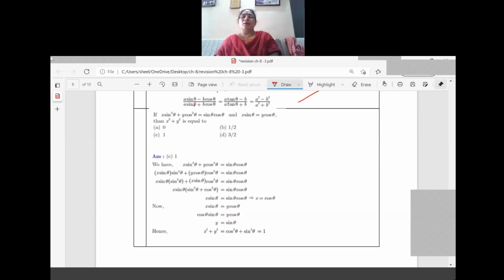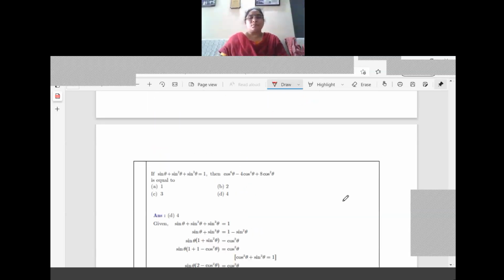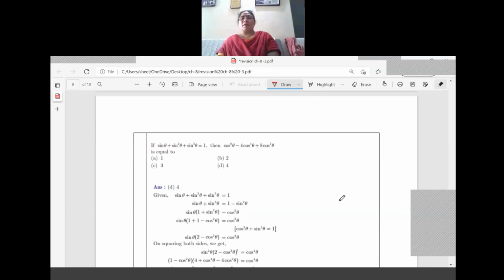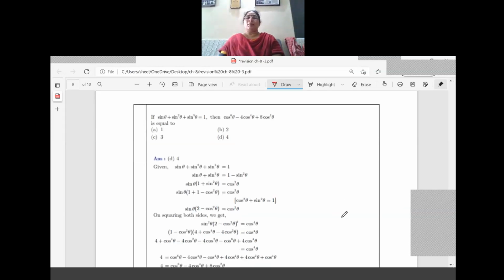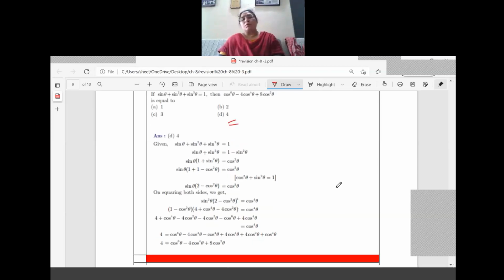So I think the same question we had done in the last class already. Sine theta plus sine square theta plus sine cube theta equal to 1. Then find the value of cos square 6 theta minus 4 cos raised to 4 theta plus 8 cos square theta. It is equal to 4 only, because we already did it. You can go through the steps also.